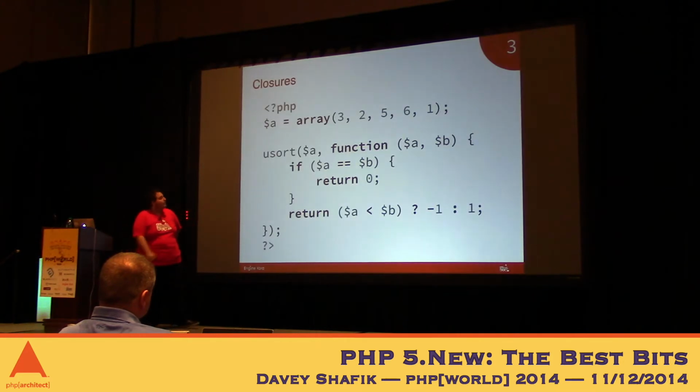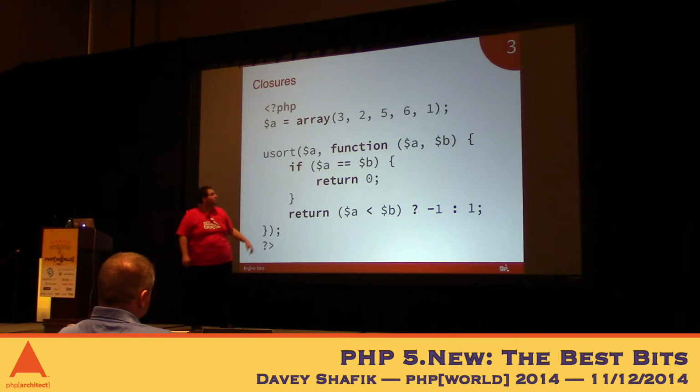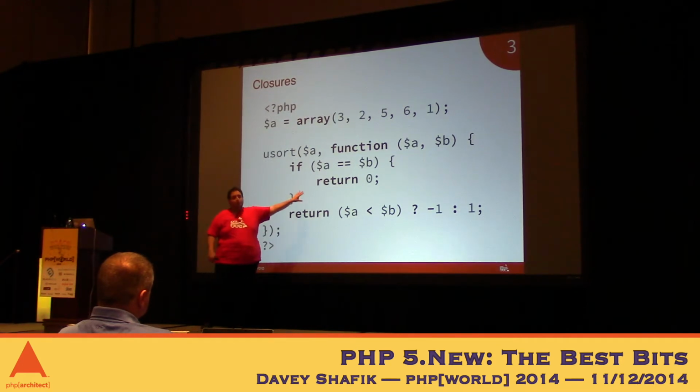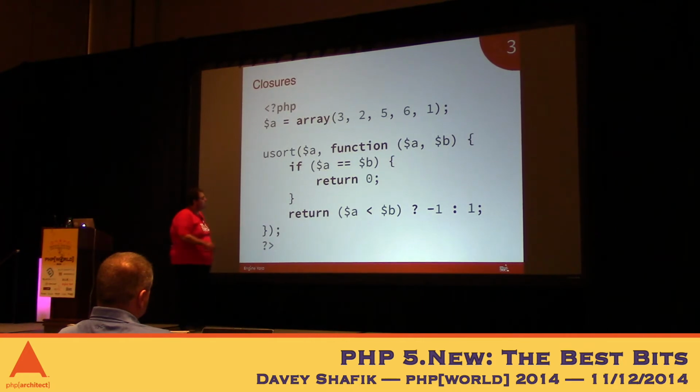So here we have a very simple one. $a equals an array with a bunch of numbers in it that are unsorted. usort, which is the user sort function, so you can pass in a callback of any kind. In this case, we're doing a closure, so function a, b. If a double equals b, this is a standard sort type algorithm thing, return -1 or 1, depending on whether it's larger or not, or 0. So we could have passed in a string that referenced a function name, or an array that referenced a method, or like we're doing here, a closure.